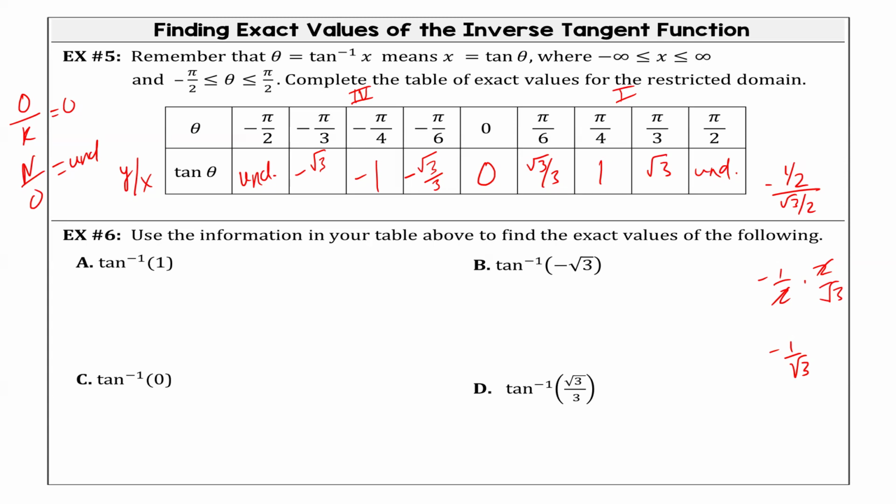That took us a little longer than I thought, guys. Tangent is complicated, right? Once you understand that, can you easily identify the angles that make A, B, C, D correct? Let's do it really quick. Tan inverse of 1. What's my answer? Pi over 4. Tan inverse of negative square root of 3. Negative pi over 3. Tan inverse of 0. Tan inverse of square root of 3 over 3. Pi over 6.